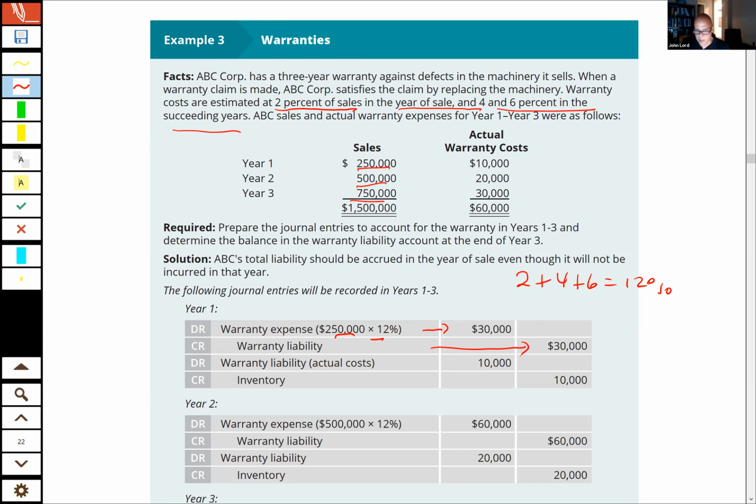I match it with the sale. Now you come along, and so far 10,000 comes in, and somebody says, "Well, wait a minute, they said it was going to be 2%." Doesn't matter. When a claim comes in, I pay to fix the stuff, credit inventory, credit cash if I have to pay for something. If I pay my employees to fix the thing, I credit salary expense, whatever it is, and I debit the liability because now I'm making good on that promise to fix that stuff, right?